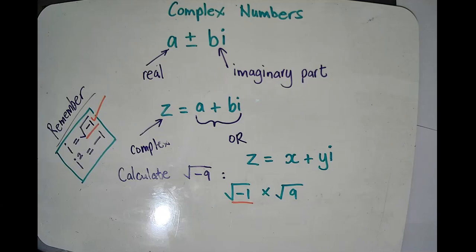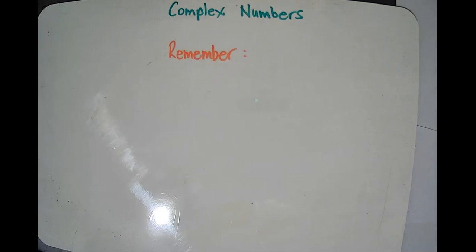So notice we have square root of minus 1 in our question, and I is equal to square root of minus 1. So we can substitute I for square root of minus 1. Square root of 9 is equal to 3. 3 times I is equal to 3I. Remember this, that the square root of AB is equal to the square root of A times the square root of B.